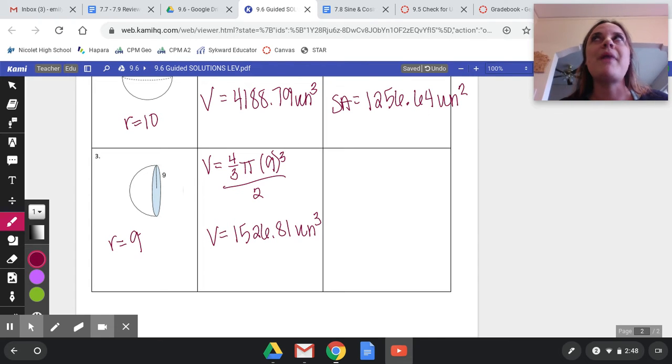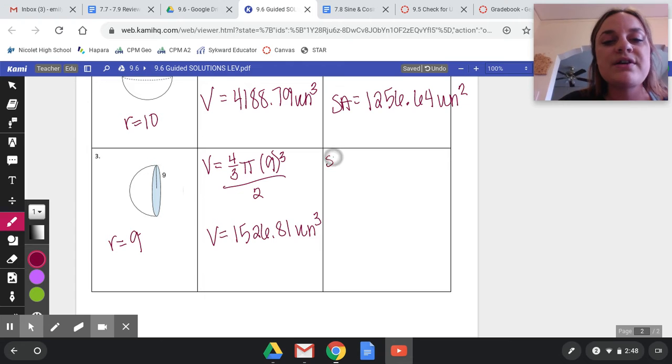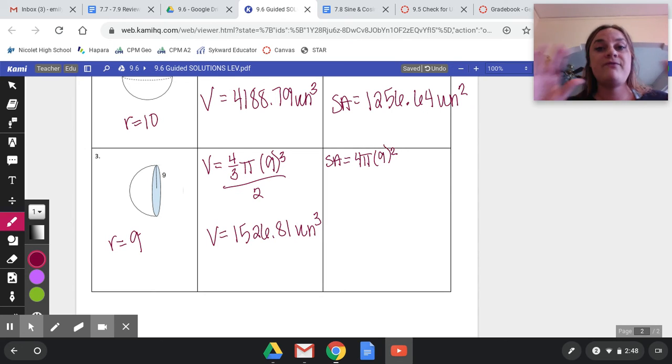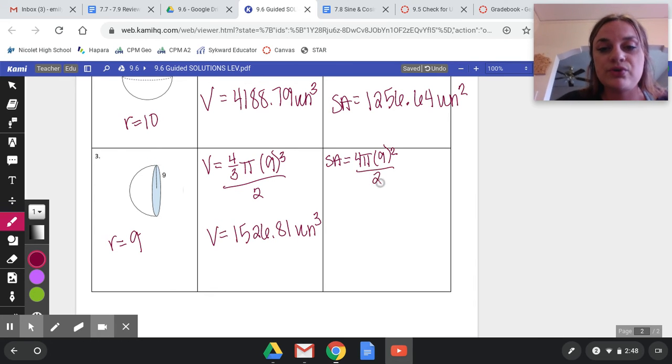And then for my surface area, I've got to do some things to fix this up as well. So my surface area is going to be 4 pi times my 9 squared. Now, that would give me the full surface area, but once again, I've only got half of that, so I'm going to divide it by 2.